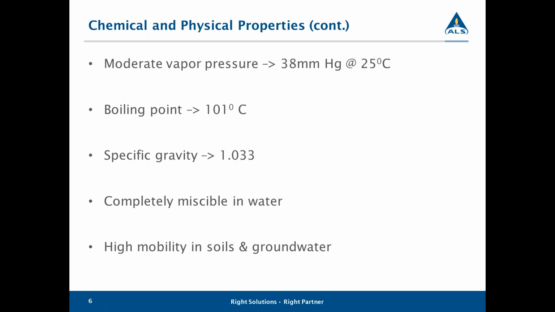It also has a very moderate vapor pressure, a pretty low boiling point, specific gravity right around 1, and the two properties that are really critical for it that make it an environmental problem for us: it's completely miscible in water, and it has a high mobility in soil and groundwater.